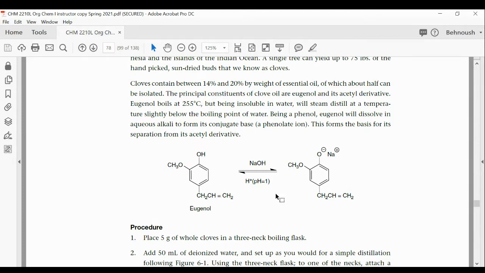You can also use bromine in carbon tetrachloride.